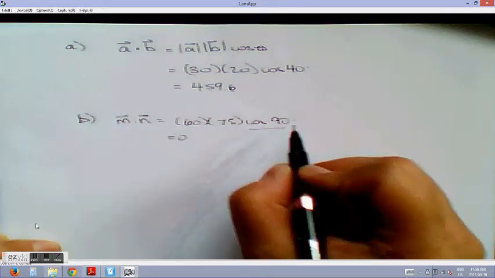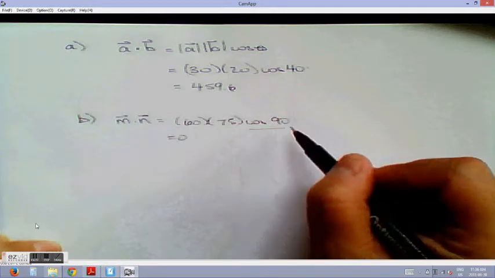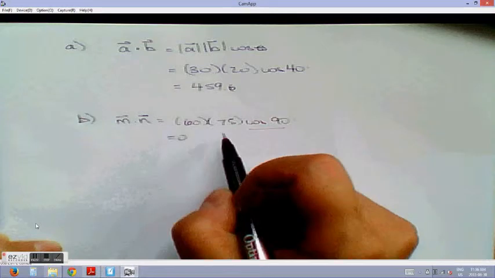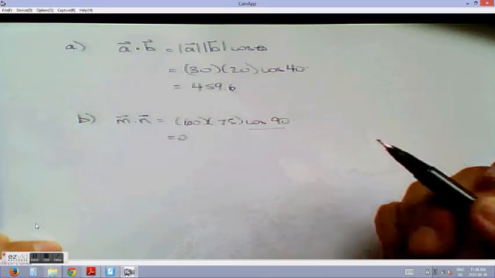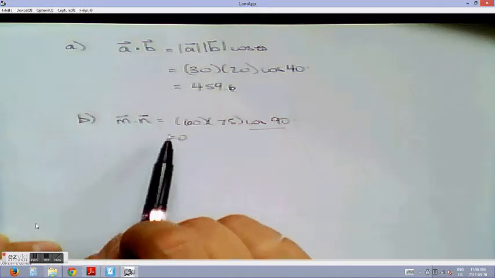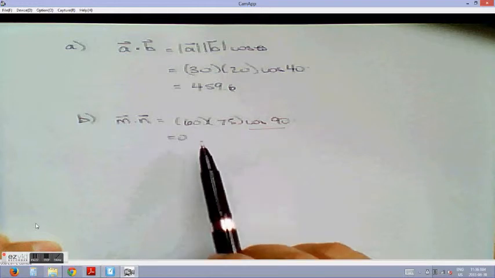Or if you want to analyze this another way, the cosine of 90 is 0, so multiplied by everything else, it's equal to 0. This is actually a very important property: the dot product between two vectors that are perpendicular to each other is equal to 0.